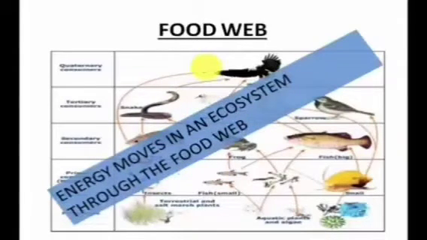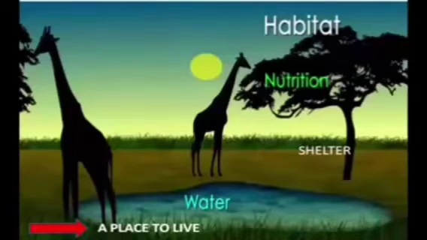When plants are eaten by the primary consumers, or plants are food to primary consumers, which are also food to secondary consumers, like that up to the last feeding trophic level, energy is being transferred. Therefore, energy moves in an ecosystem through the food web or the food chain, as you've seen and you're seeing in the video.